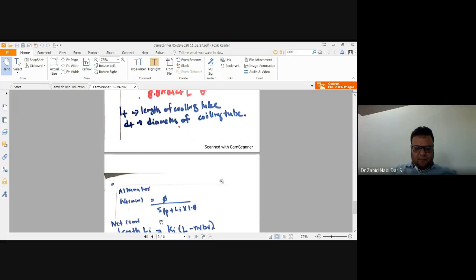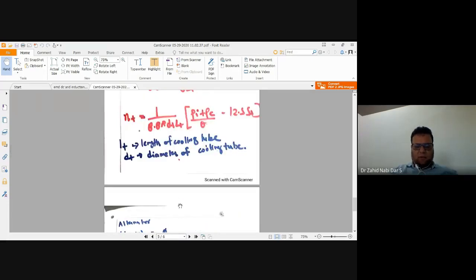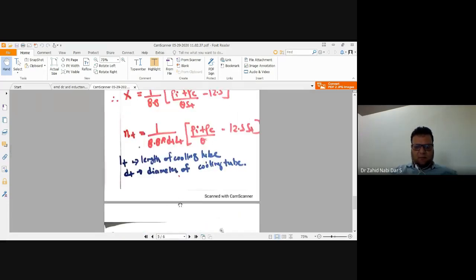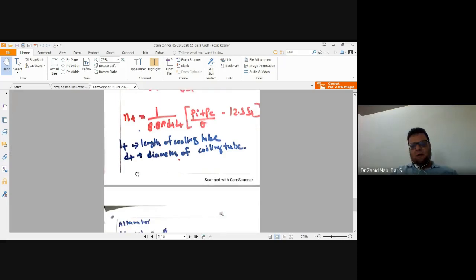Okay. See, now this was about the length of the number of tubes, how you will get in a transformer. That is 1.8 pi Dt Lt pi plus Pc theta minus 12.5 St. So Lt is basically what? Length of cooling tube. Dt is diameter of cooling tube.